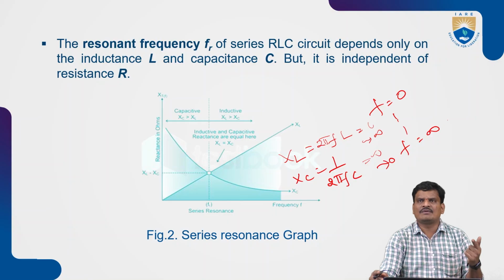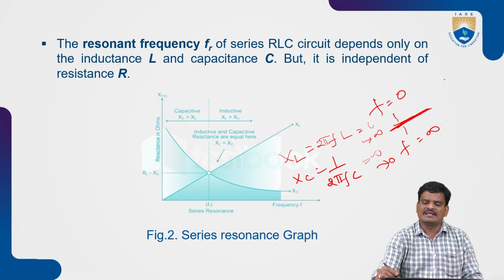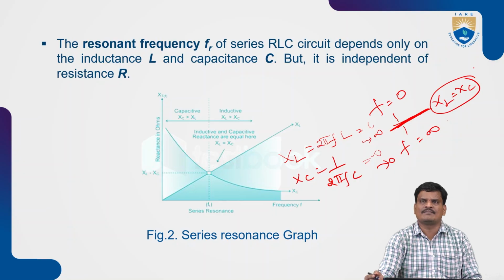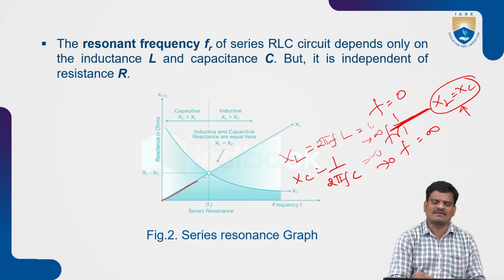So when I am varying the value of F from 0 to infinity, at some frequency in this particular range, there may be a chance of inductive reactance equal to capacitive reactance. This condition at which the frequency occurred is considered as what? A resonance condition, and that frequency is called as what? Resonant frequency. The same thing has been drawn in the form of a graph here.